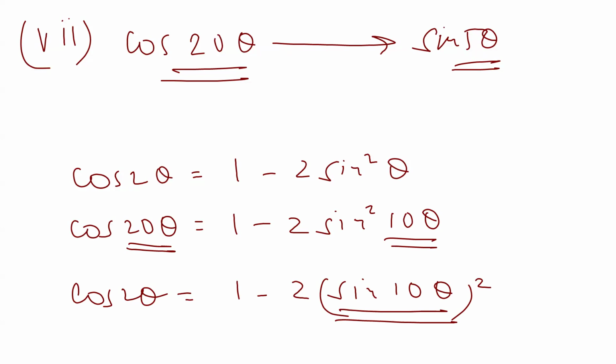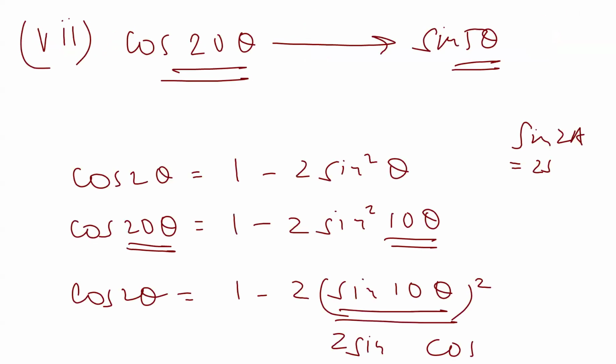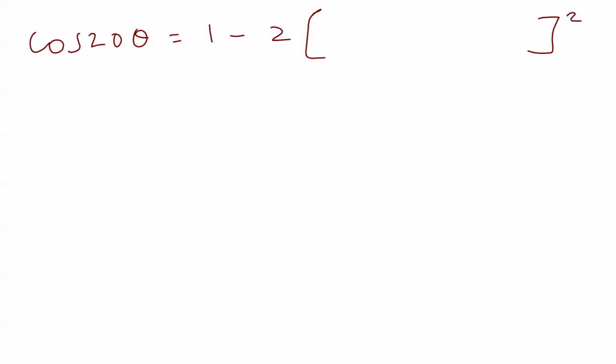Now sin 10 theta can be written as, again apply half angle formula over here. It will be written as 2 sin cos, because sin 2a is equal to 2 sin a cos a. So sin 10 theta will be 2 sin phi theta cos phi theta. So in the next step, this round bracket I'm going to replace with this. So cos 20 theta is equal to 1 minus 2, this whole square over here. Sin 10 theta is 2 sin phi theta cos phi theta.